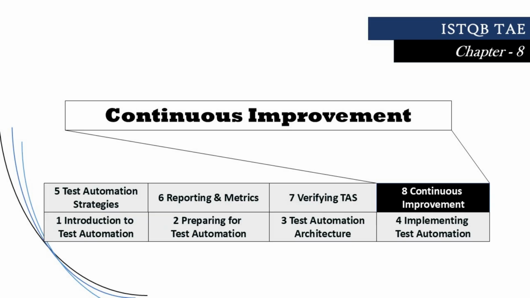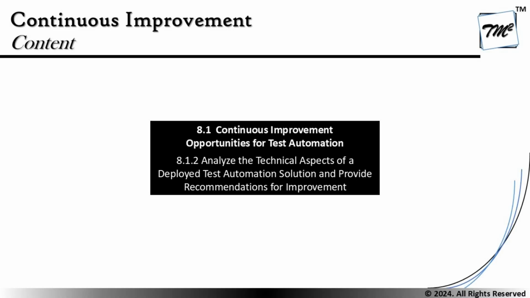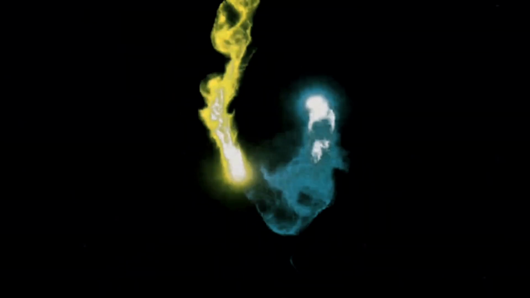Welcome back to another tutorial on ISTQB Test Automation Engineer certification. We are in chapter 8 talking about continuous improvement, and as a part of this tutorial, we are continuing ahead with the next segment, that is 8.1.2, analyze the technical aspects of deployed test automation solution and provide recommendations for the improvement. And right here, we'll be certainly talking about things which can be seen as a candidate for improvement. But the question is, how would you determine that there is a need for the improvement in this particular tutorial?